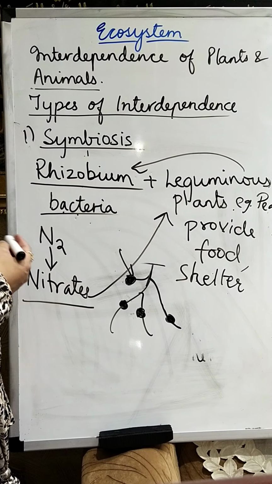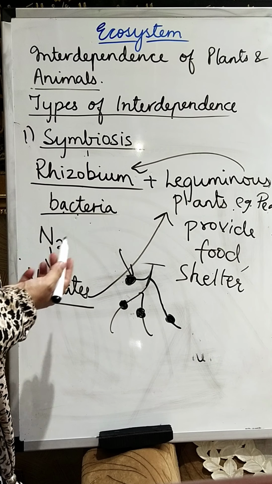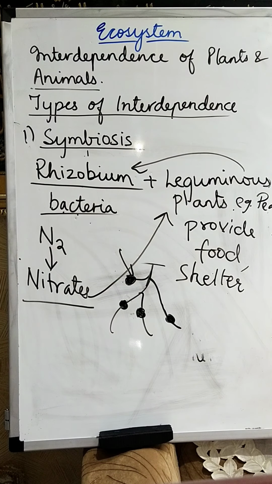and you can talk about gram, moong. So these bacteria live in these plants' root nodules.